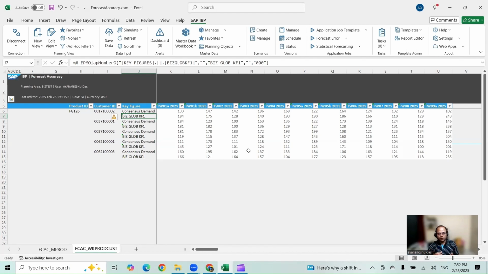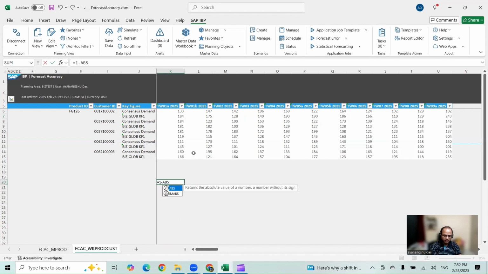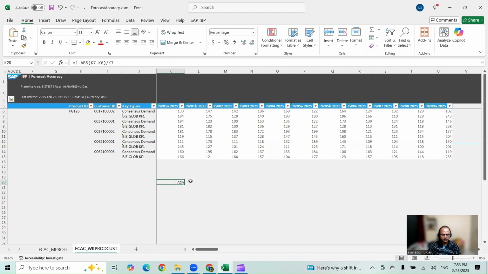we get the forecast, and then how much the forecast was varying or deviant from the actual sales history. So that difference will be calculated as a percentage of the actual sales, and 1 minus that ratio would be the accuracy. So for example, for this particular week, my accuracy would be 1 minus the absolute of the value of the actual sales minus the consensus or the forecast that was generated divided by the actual sales. And so the accuracy is around 72%.